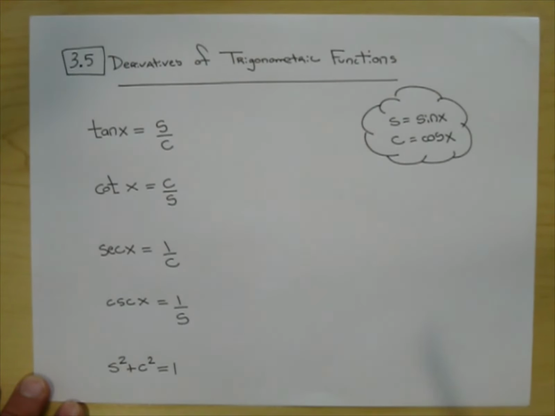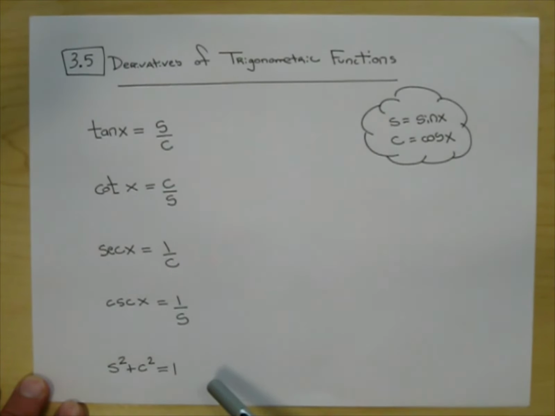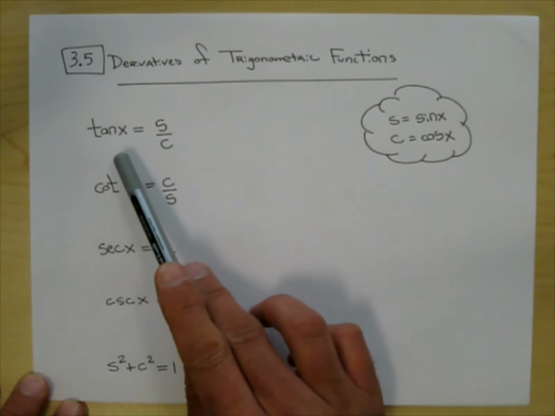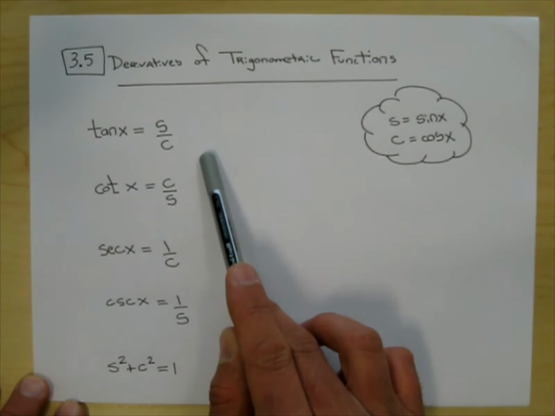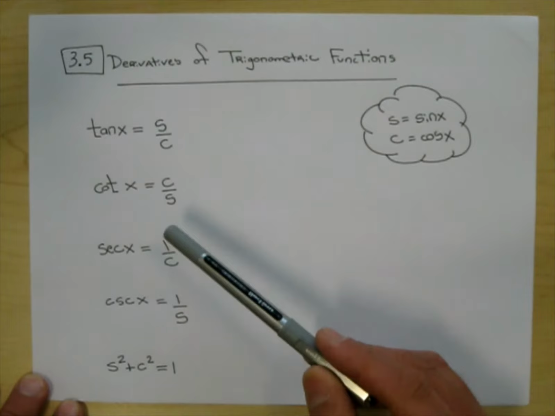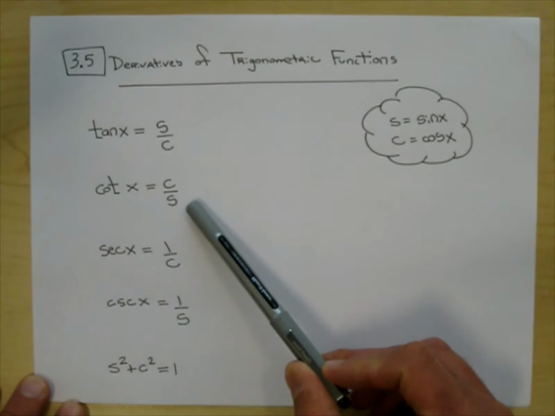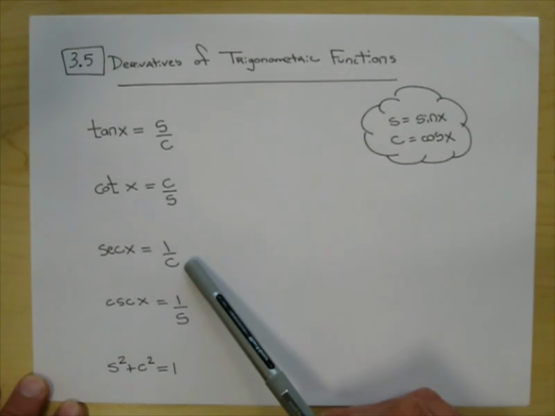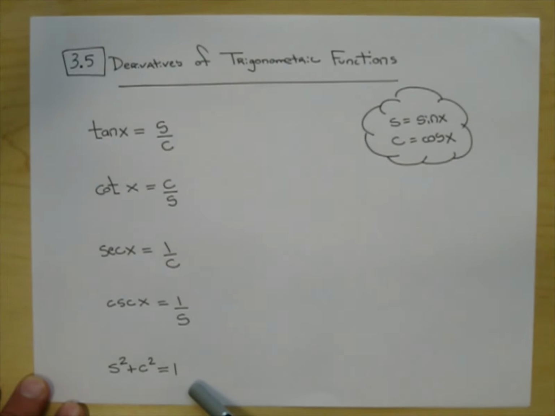I just want to make sure that you are very familiar with these trig identities. The tangent x is the sine over the cosine. We can also write the tangent x as 1 over the cotangent x, but I'm just writing things in terms of sines and cosines. The cotangent x is cosine over sine. Secant is 1 over cosine. The cosecant is 1 over sine. And here's an important identity: sine squared plus cosine squared equals 1.